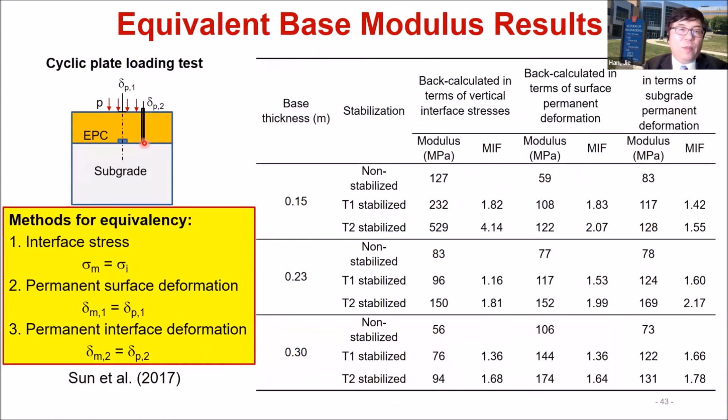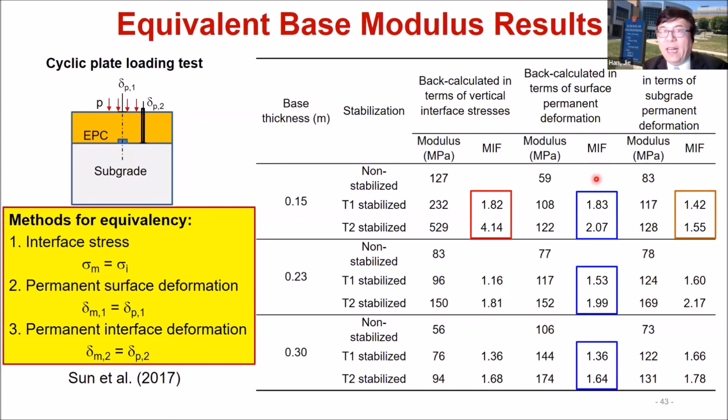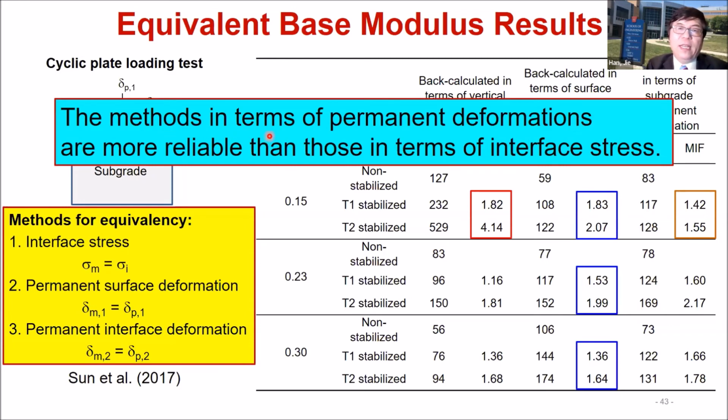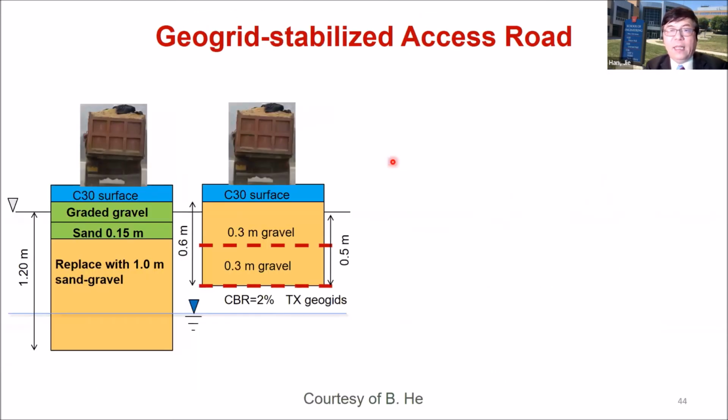We did a study of cyclic plate loading tests at 3 different criteria with 3 different base course thicknesses and with different conditions: without geosynthetic, with 1 type of geogrid, and a second type of geogrid, and we back calculated the modulus improvement factors. So based on the interface stress, based on the surface permanent deformation, and based on the permanent deformation at the interface, what we found is that the best results are back calculated based on surface permanent deformation. So the conclusion is that methods in terms of permanent deformation are more reliable than those in terms of interface stress. But I want to move on to talk about 2 case studies very quickly.